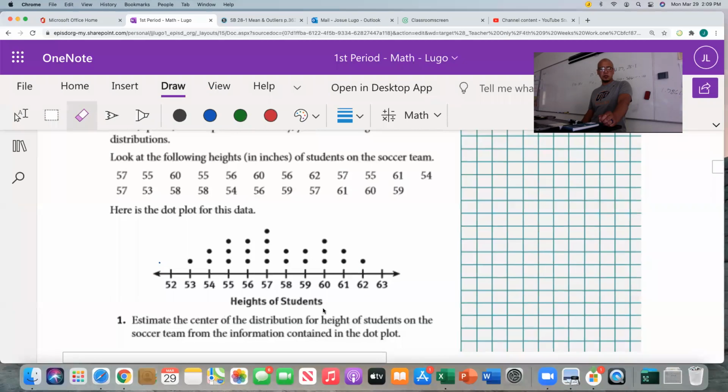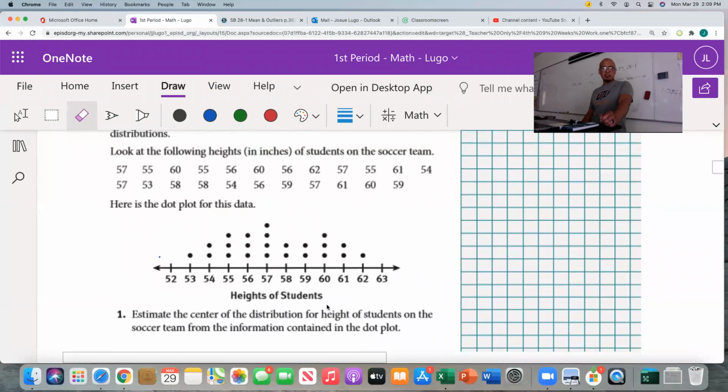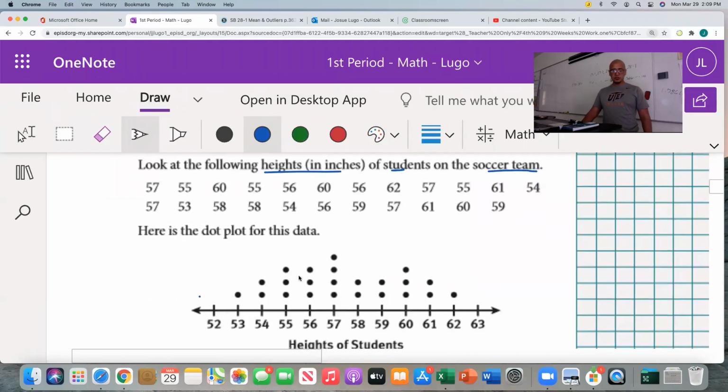To give you a better idea of how exactly we're doing this, if you actually go to number 1 on OneNote, notice how we're given a data set consisting of 23 values. These values represent the heights in inches for students on a soccer team. So this is 57 inches. That's one student was 57, another one was 55, another one was 60, another one was 55, etc. So we have 23 different students here. Here are their heights, and here are their heights plotted on a dot plot. So those 23 values are plotted here in the dot plot.